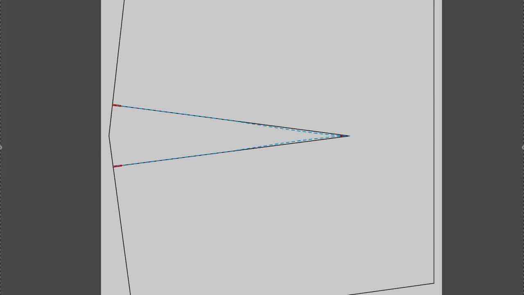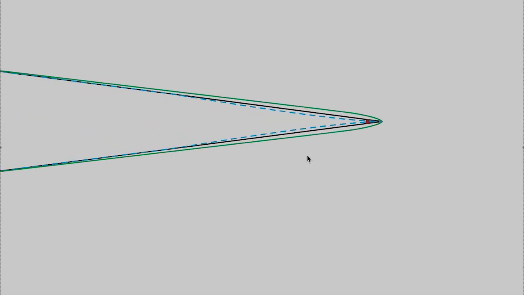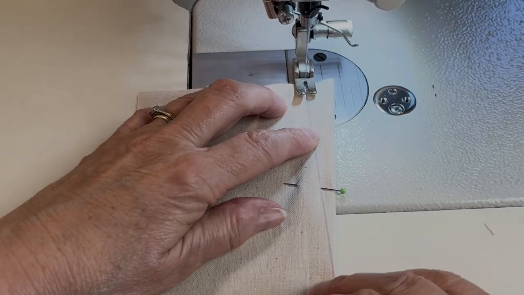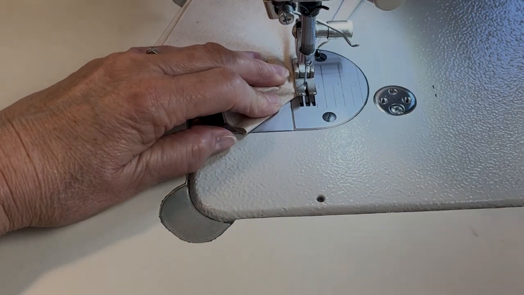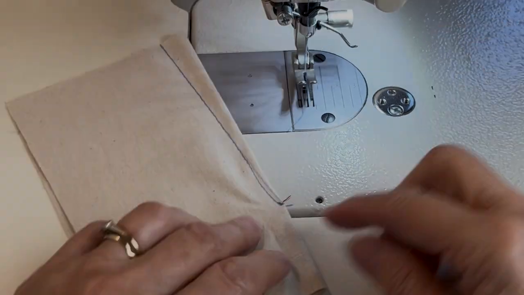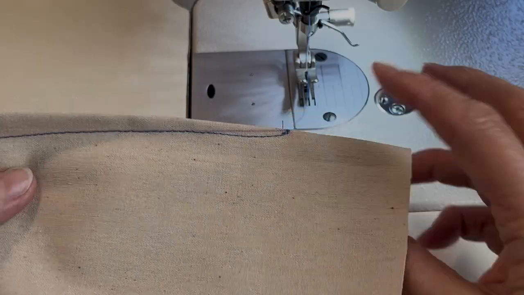I had a lot of students when they were first learning sew their darts like the green line that goes outside the dart line and hooks back in at the end. Let's look at a dart being sewn in this manner. It's impossible to make the dart sit nicely at the apex when sewn this way.